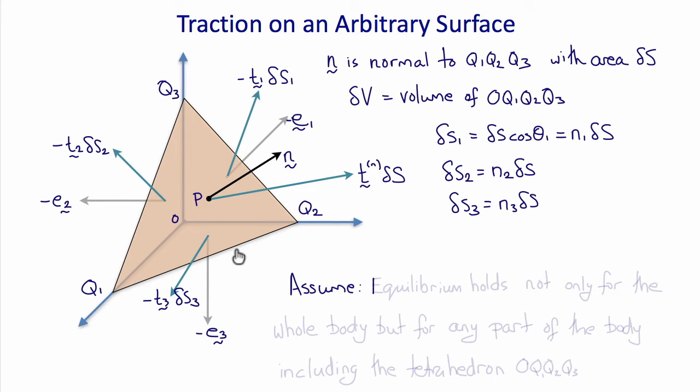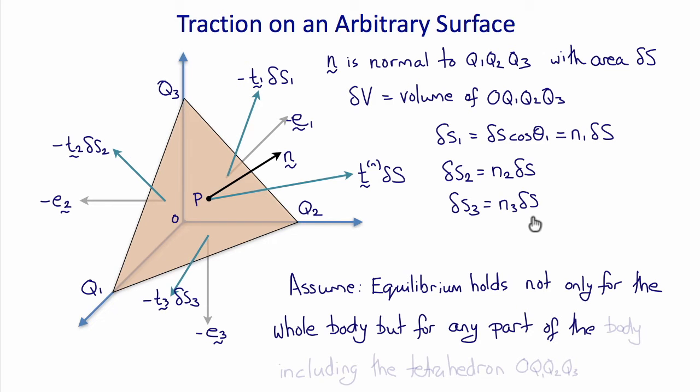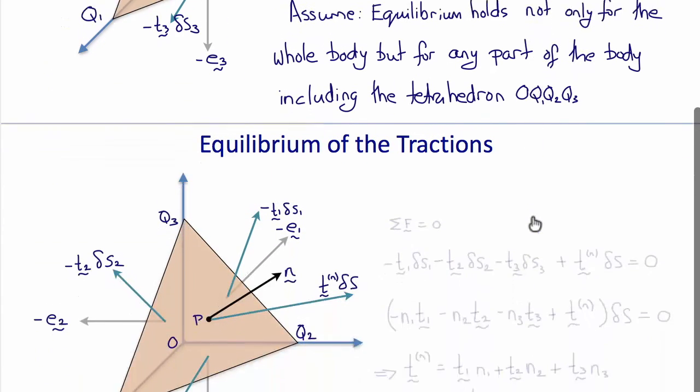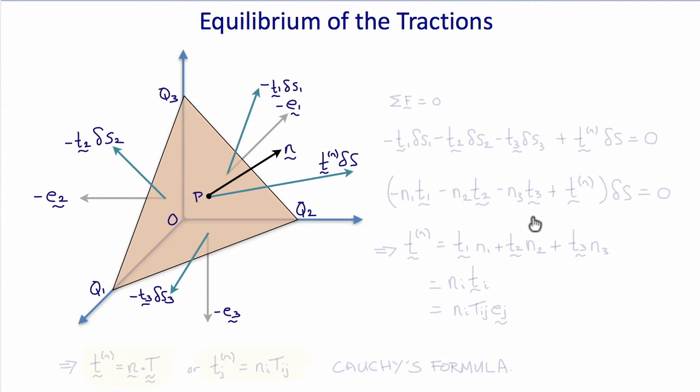Now, let's assume that equilibrium holds not only for the body as a whole, but for any individual small part of the body, including the arbitrary tetrahedron O, Q1, Q2, and Q3. So equilibrium says that the sum of the forces is zero, sigma F equals zero. So that means that minus T1 times delta S1 minus T2 times delta S2 minus T3 times delta S3 plus Tn times delta S equals zero for the body in equilibrium.